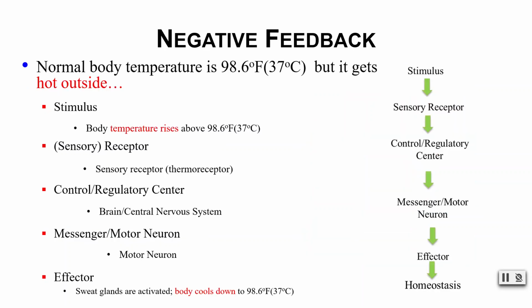So this just goes through our body temperature example again. Our stimulus was body temperature went above 98.6. Our sensory receptors recognized that. We talked to the brain, came up with a plan. We used the motor neuron to activate our sweat glands. We sweated, we cooled down. Once we cool down, remember, we need to close that feedback loop. We need to stop sweating.